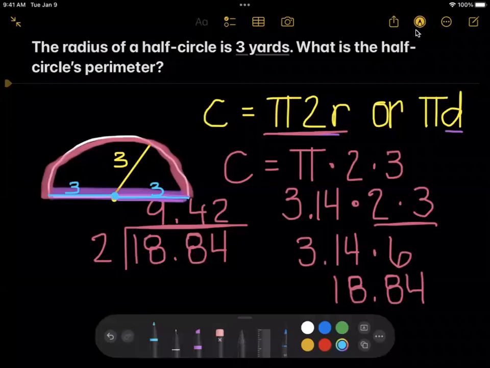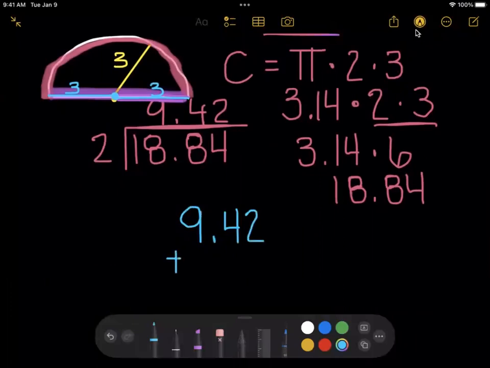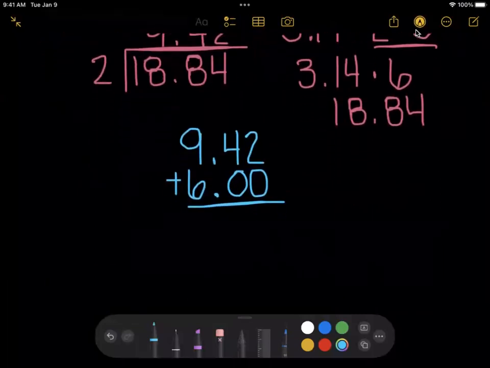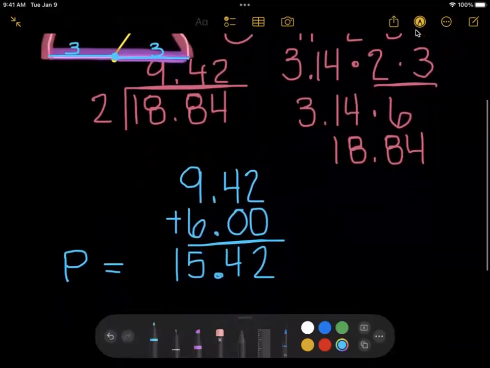So that means we're going to be adding, let me scroll down, we're going to be adding our 9.42, or the distance around the arch, plus 6. That is the distance of the part that cuts across the half circle. When you're adding decimals, you have to keep things lined up by decimal point. So I'm going to go ahead and line that up. I would get a 2 here, 4 here, decimal goes right there, and 9 plus 6 is 15. So that means that the perimeter of this half circle would be 15.42 units.